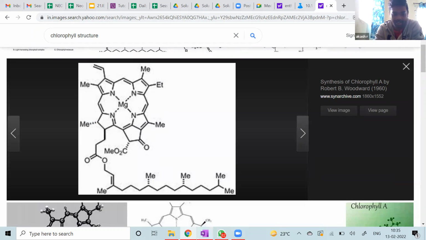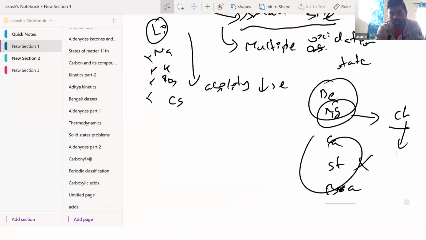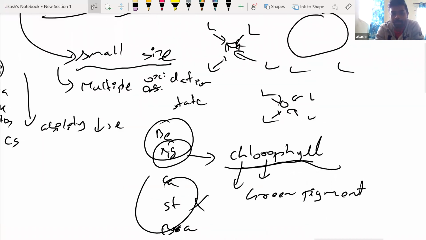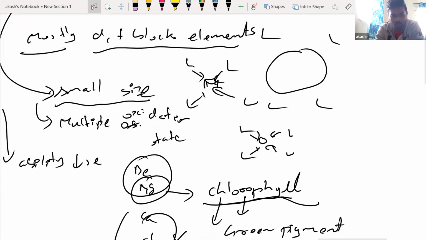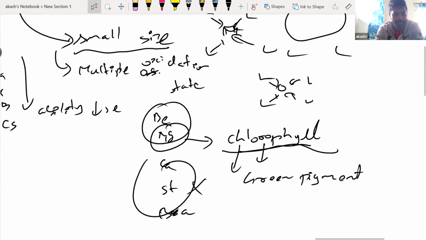So the criteria you understand, right? We should have small size, and the second one is not going to be that important, but small size is very, very important. Only smaller metals will be able to form coordination complexes. Now, this we understood.